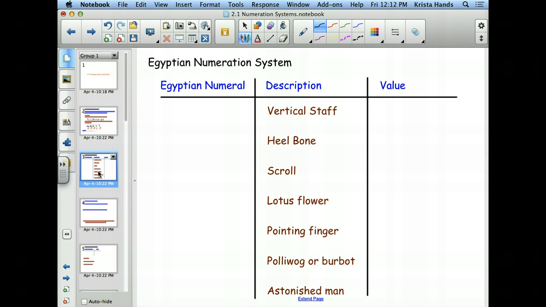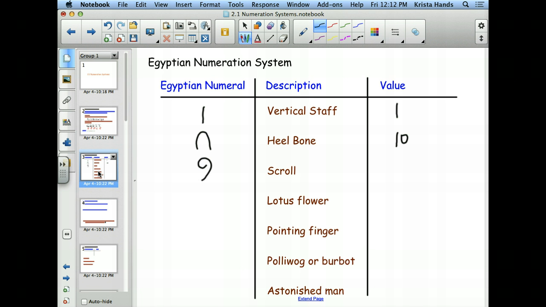So the first one is a vertical staff. This is the Egyptian numeral, and it just looks like our number 1, or like a lowercase l. And it has the value of 1. The next one they have is the heel bone. The heel bone looks like that upside down U, or the intersection symbol we encounter in different parts of mathematics. So those of you who've had this before, do you remember how much the heel bone's worth, what its value is? It's 10.